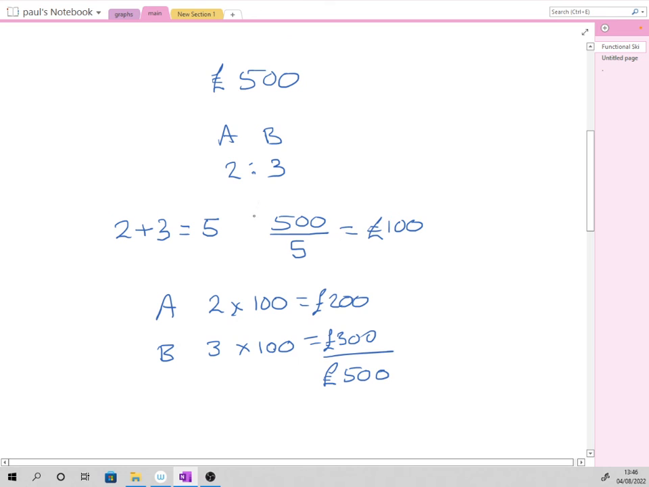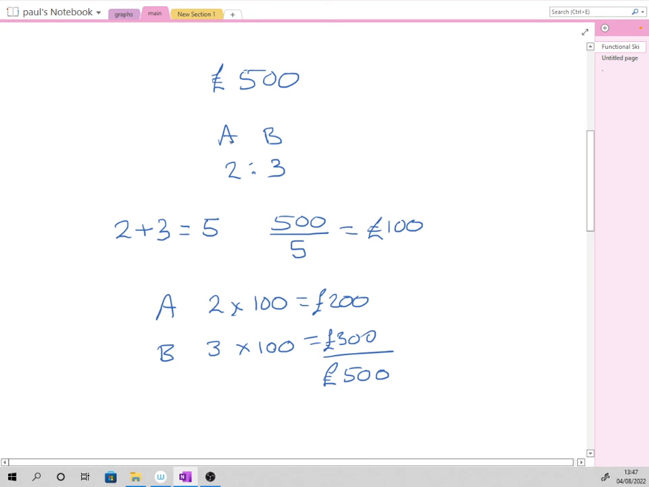And that's how you work out a ratio that you're sharing between two or even more people. It doesn't make any difference, or more things. And this doesn't have to be money. This can be kilograms, square meters, gold coins, liters of water. It can be anything that you're sharing there.